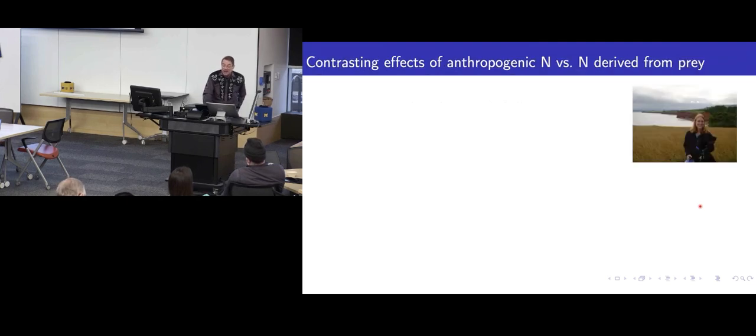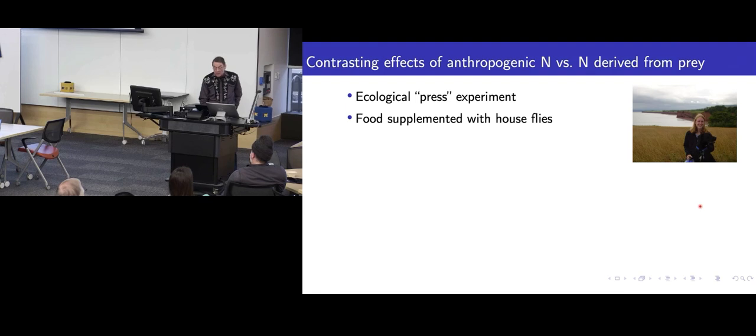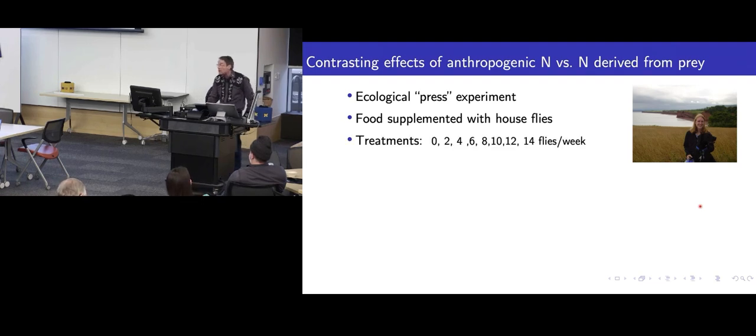I want to contrast that now with the effects of this anthropogenic nitrogen, this atmospheric source, versus nitrogen that comes from the prey that these organisms consume. And I'm drawing here on the master's thesis work of my student Amy Wakefield. And so what we did here was to set up an ecological press experiment. We supplement the ambient or background prey by feeding houseflies that have been frozen and measured out. And we apply treatments, 2, 4, 6, 8, 10, 12, or 14 houseflies every week stuffed into a single pitcher plant leaf.